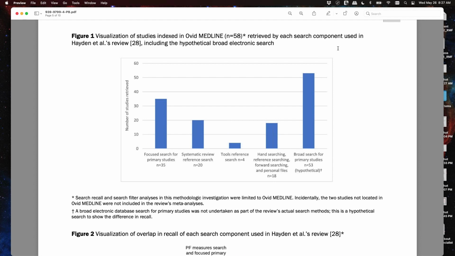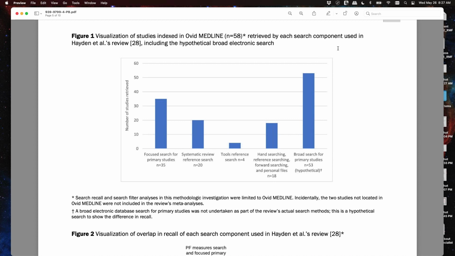And if we look at figure 1, of 58 records they had included in their reference set, 35 were found by the focused search, and 53 were found by the broad search. So the precision of the focused search, of course, is much better than the broad search. Okay, so that's the first investigation they wanted to conduct in this paper.